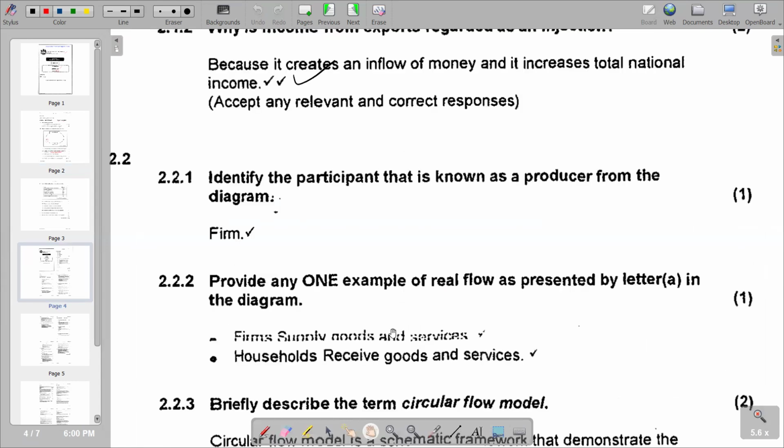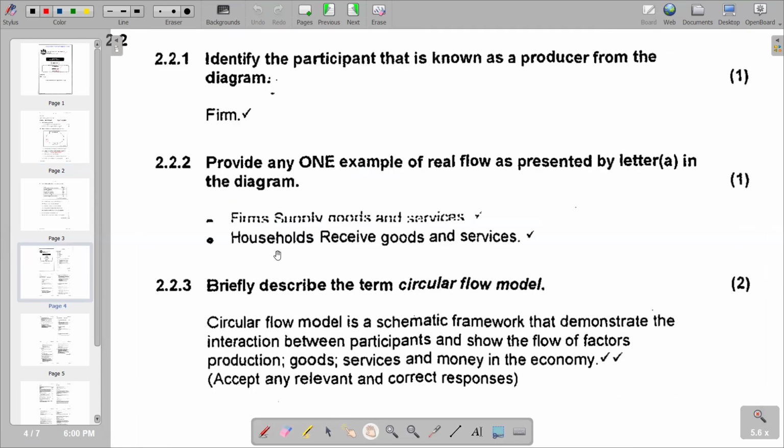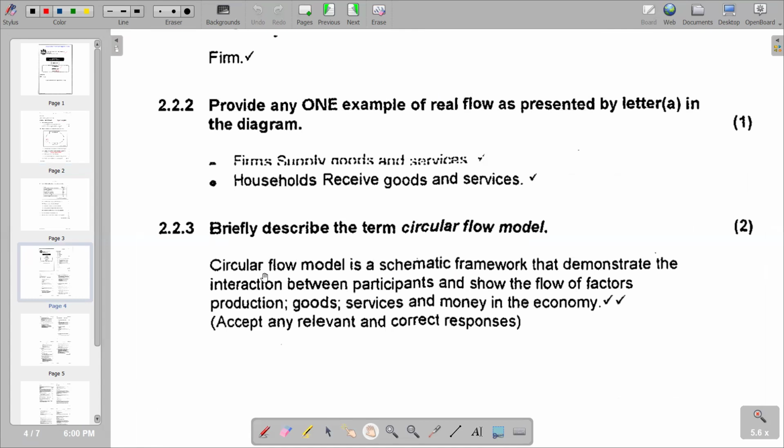2.2.3, briefly describe the term circular flow model. Circular flow model is a schematic framework that demonstrates the interaction between participants and shows the flow of factors of production, which includes goods, services, and money in the economy. So basically, you can as well try to briefly describe it as the movement of real flow and money flow between participants in the economy. That describes a circular flow model. So basically, that's what we have.